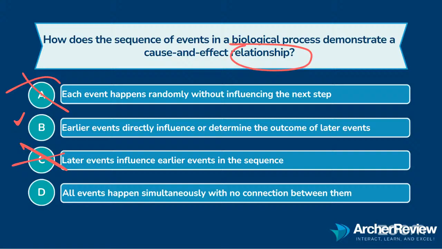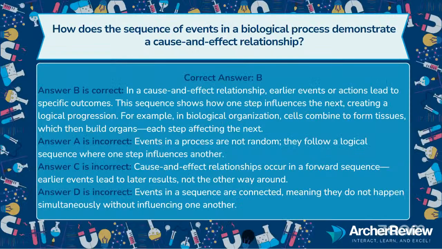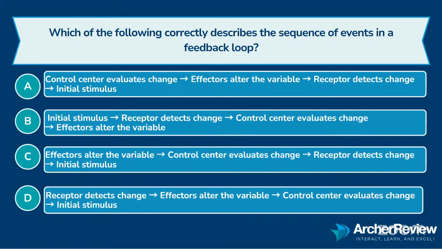Let's take a look at D. All events happen simultaneously with no connection between them. Of course, again, this idea of no connection between them suggests that there is not a relationship. And if there's not a relationship, then this is clearly an incorrect answer. Which of the following correctly describes the sequence of events in a feedback loop?